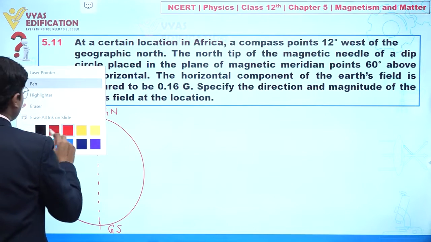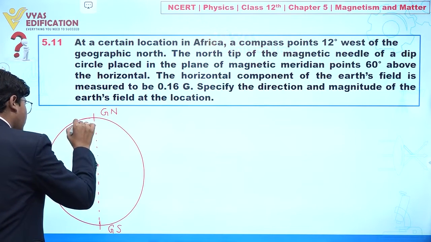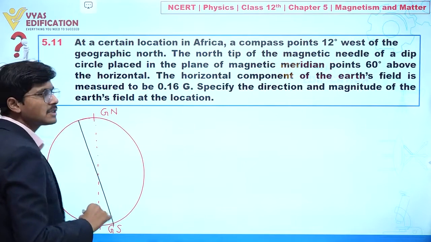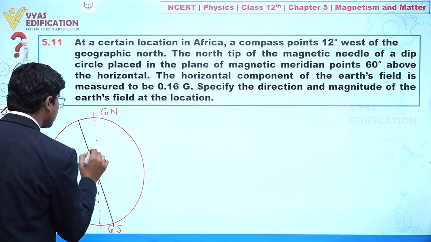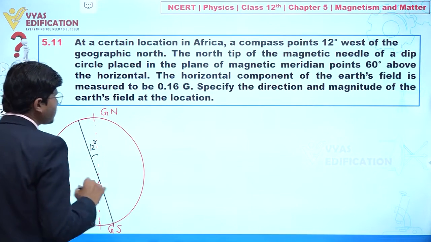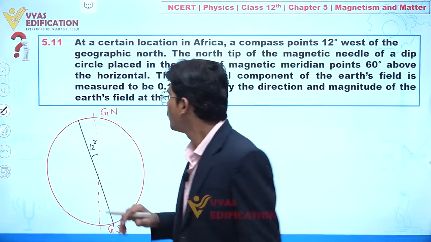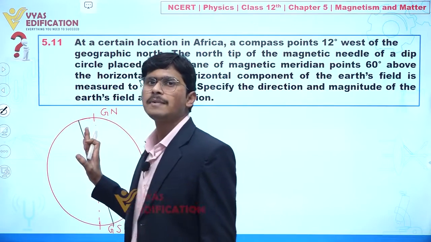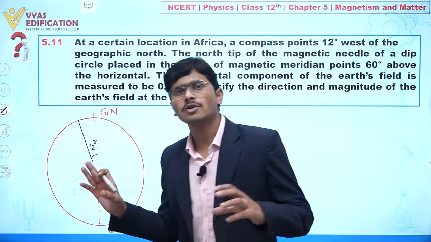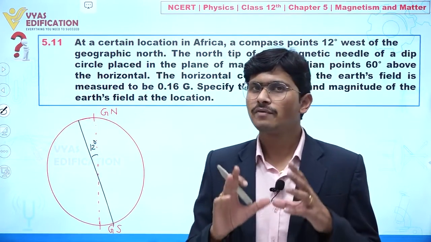So let's suppose I am saying this is a line like this, and actually this angle is given to you, that is 12 degrees. So actually this 12 degrees is what? This is the magnetic declination. Because let's suppose we are taking a plane that is passing through geographical north and geographical south, that is the geographical meridian.